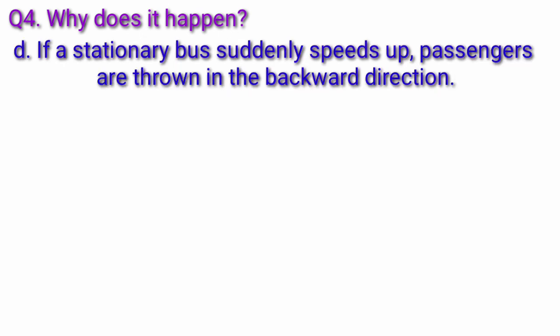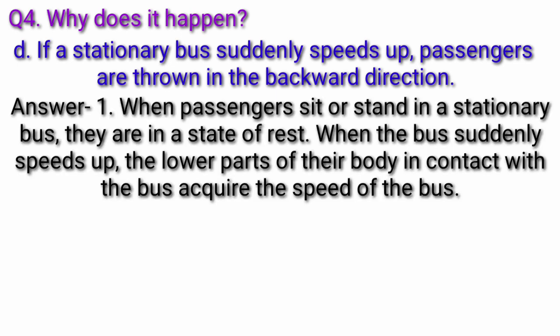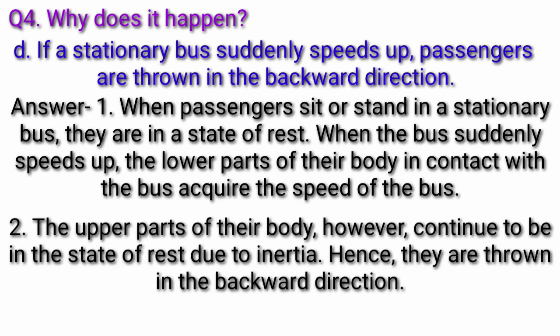Now, question D. If a stationary bus suddenly speeds up, passengers are thrown in the backward direction. Answer, when passengers sit or stand in a stationary bus, they are in a state of rest. When the bus suddenly speeds up, the lower parts of their body in contact with the bus acquire the speed of the bus. The upper parts of their body, however, continue to be in the state of rest due to inertia. Hence, they are thrown in the backward direction.